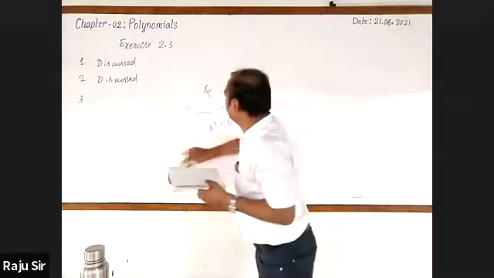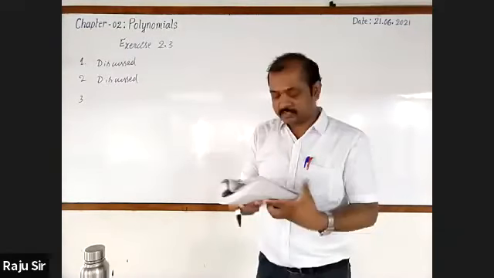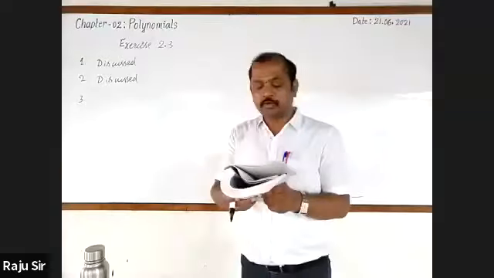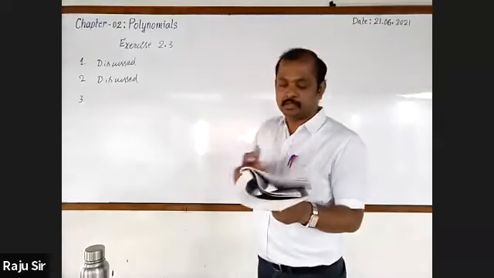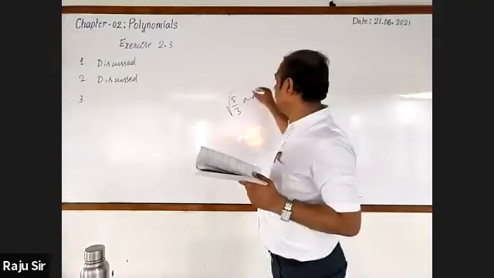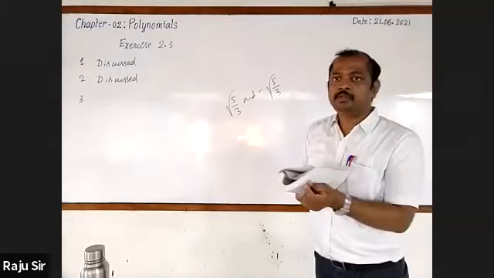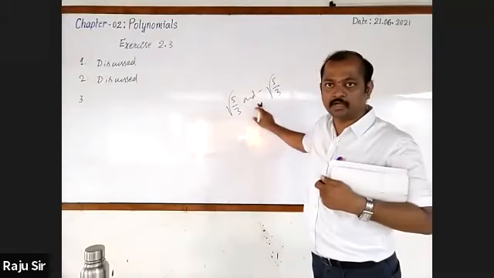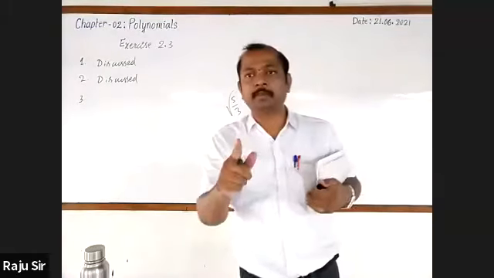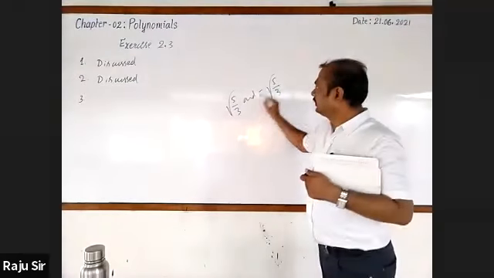Now, and the third question, it has been given like this. Obtain all the zeros of the given polynomial, if two zeros are root 5 by 3 and minus root 5 by 3. This we have already solved. Is it not? You all remember or not? Yes, sir. Okay.